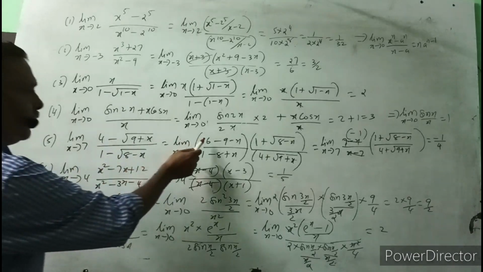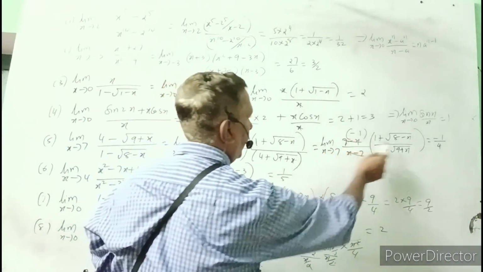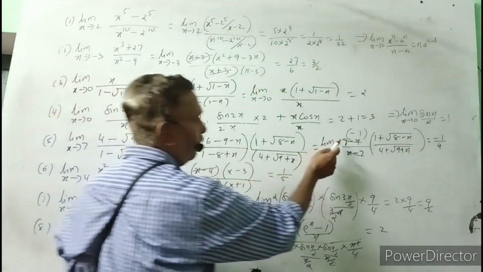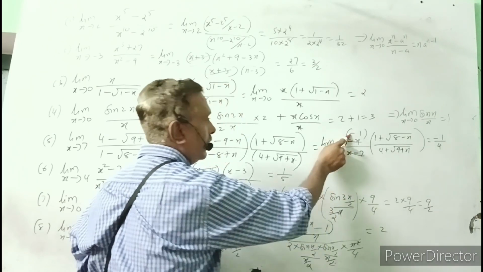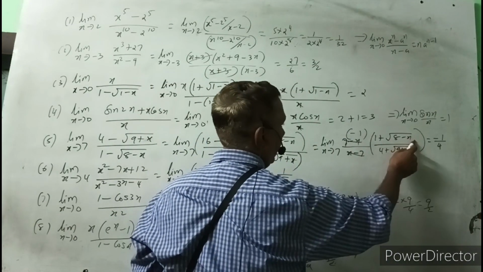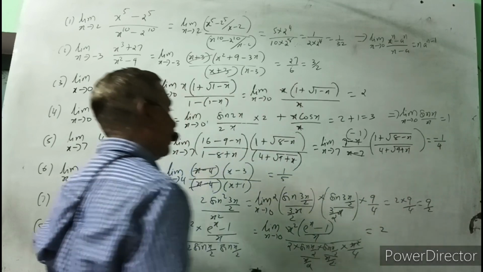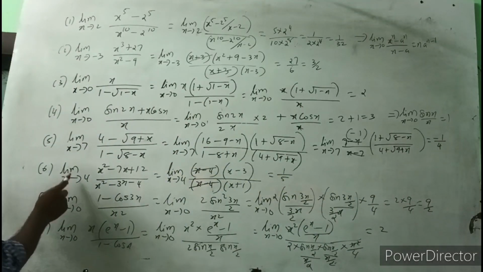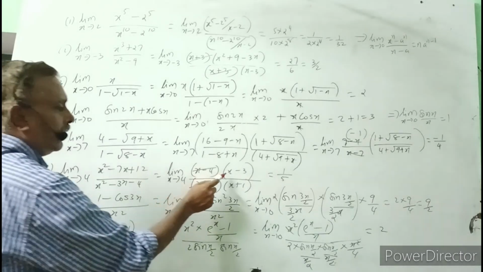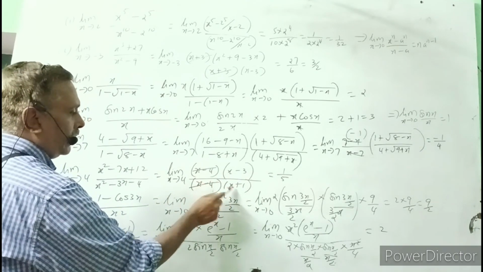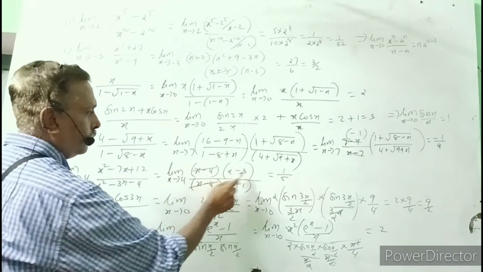Here numerator and denominator are both rationalized, simplifying. Here after simplification, numerator 7 minus x, denominator x minus 7, so cancelling gives minus 1. Now put the value x is equal to 7, you will get minus 1 by 4. Then here numerator and denominator factorize, x minus 4 gets cancelled. Remaining x minus 3 upon x plus 3, now you put x is equal to 4, you will get 1 by 5.